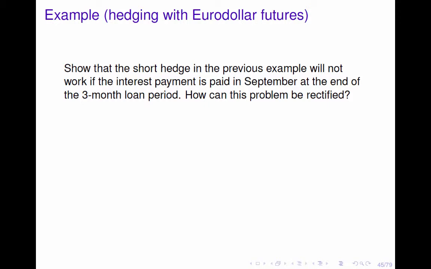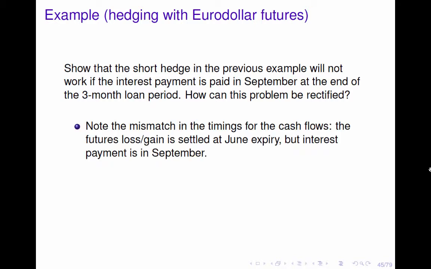Next, let's consider the case where the interest is paid in September, that is, at the end of the 3 months period. Can you show that the short hedge strategy used previously no longer works? And can you provide a solution to rectify the problem?